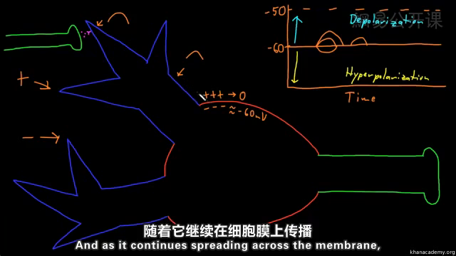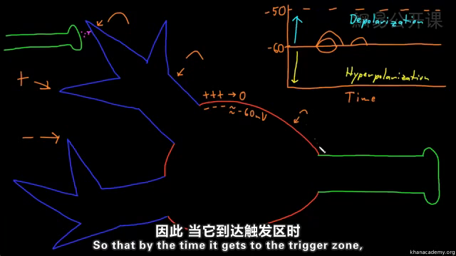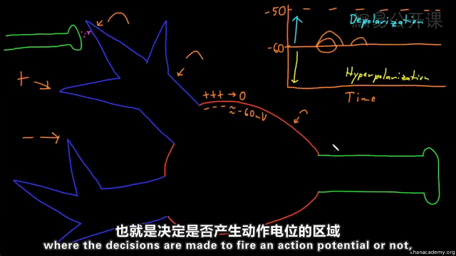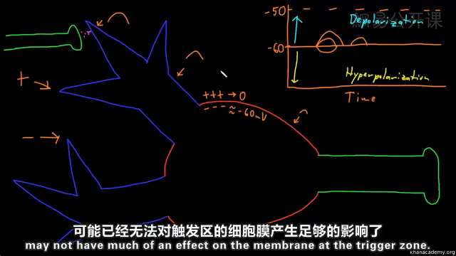And as it continues spreading across the membrane, maybe if we check in with it over here, it's now actually quite small, so that by the time it gets to the trigger zone, where the decisions are made to fire an action potential or not, the depolarization that started way over here may not have much of an effect on the membrane at the trigger zone.